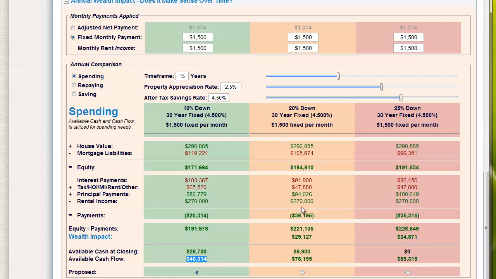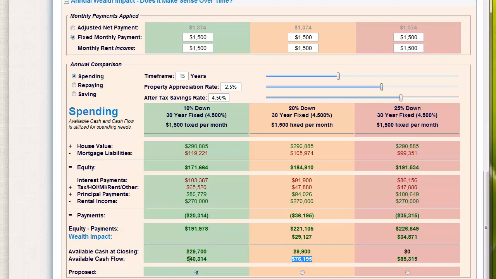With 20% down, I only have $9,900 left over at closing. But my cash flow difference is positive $76,000 over 15 years. With 25% down, I have no money at closing, but I have positive $85,000. So you can see it's kind of a wash, right? I mean, do I get the $85,000 out over time as cash flow? Do I pay it to myself? Because if I have $9,900 left over and $76,195 in cash flow, it's about $85,000.